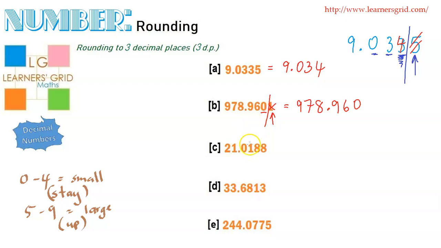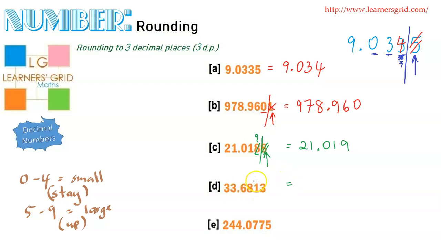Let's have a look at question C. So the 3rd decimal place is here, so the cutoff is here. Here's the indicator. In this case, the indicator is large, so this has to become a 9. Once we know what happens with that, we don't need any other digit after it. So 21.019 becomes the rounded answer.